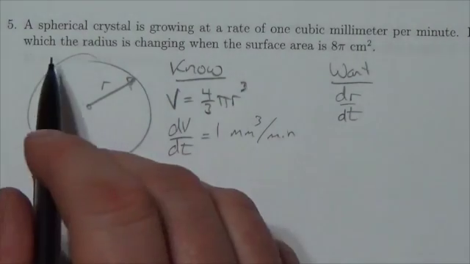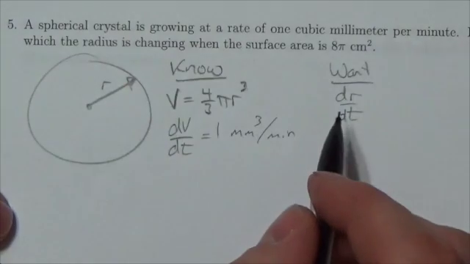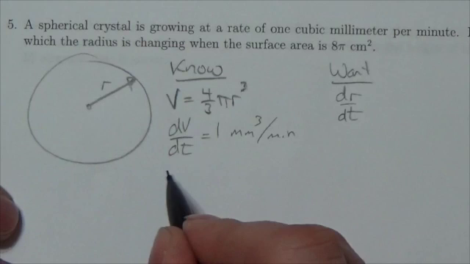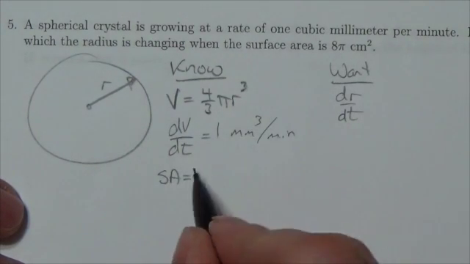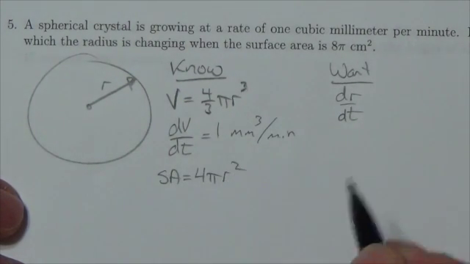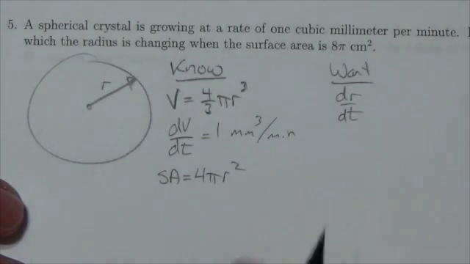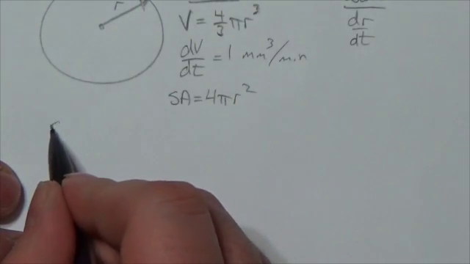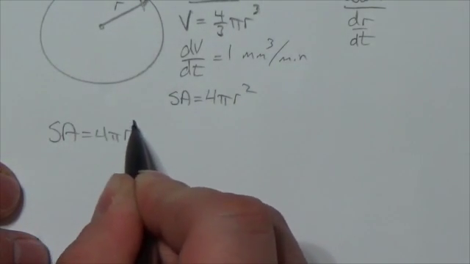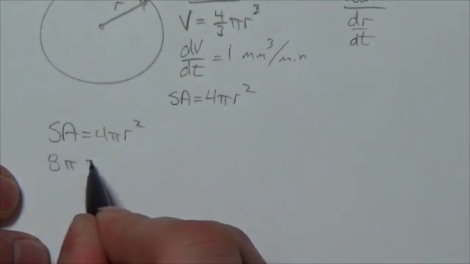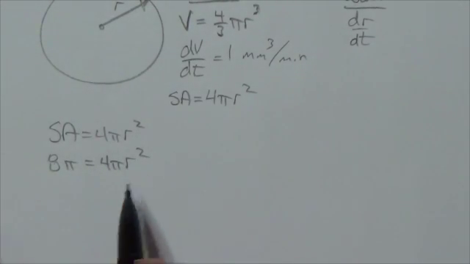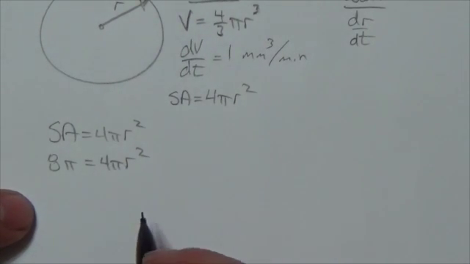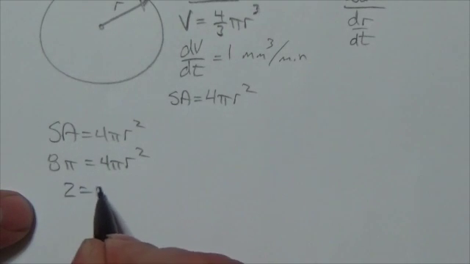Now, find the rate at which the radius is changing, dr by dt, when the surface area is 8 pi. So what is that trying to tell me? Well, the surface area is 4 pi r squared. I know that. So my surface area is 4 pi r squared, and they're telling me it's 8 pi. So 8 pi equals 4 pi r squared. You should see right away that what they're trying to tell you is what the radius is. I'll divide both sides by 4 pi, and we get 2 is equal to r squared.